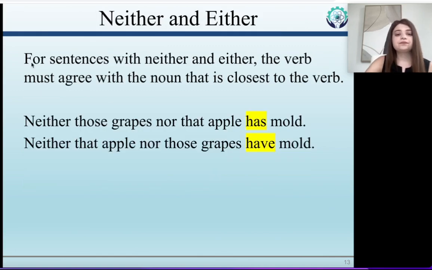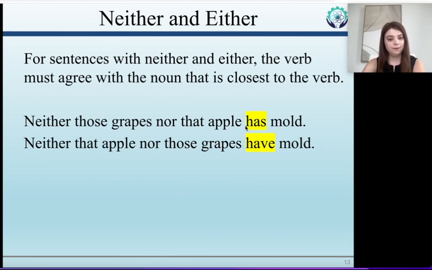Okay, let's talk about this one. For neither and either, the verb must agree with the noun that's closest to the verb. So, for instance, these two sentences are both correct, even though they're conjugated differently. And all I did was I switched the order of those grapes and that apple. I said neither those grapes nor that apple has mold, right? That apple, right, is what I used because it's closest to the verb to conjugate the has, right?